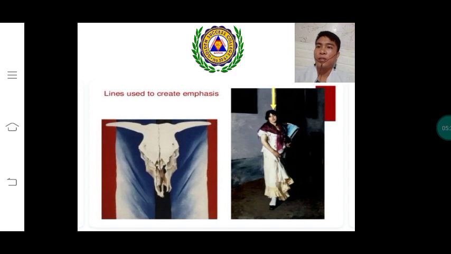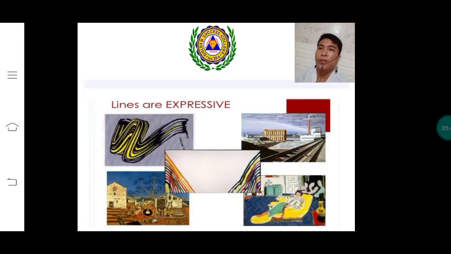Next, lines are used to create emphasis. Next, lines are expressive. So the lines are expressive, guys. Expressive lines are crude, adding an organic, more dynamic character to a work of art. Expressive lines are often rounded and follow an undetermined path.